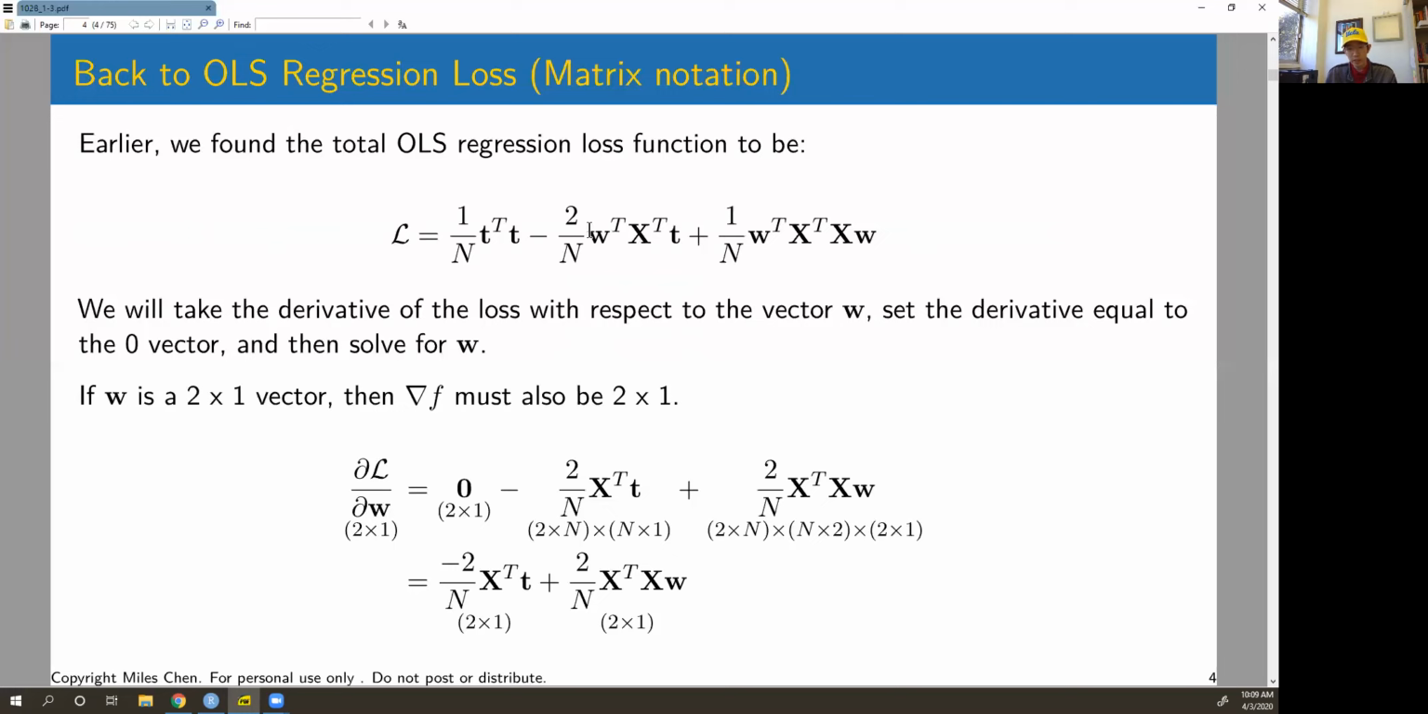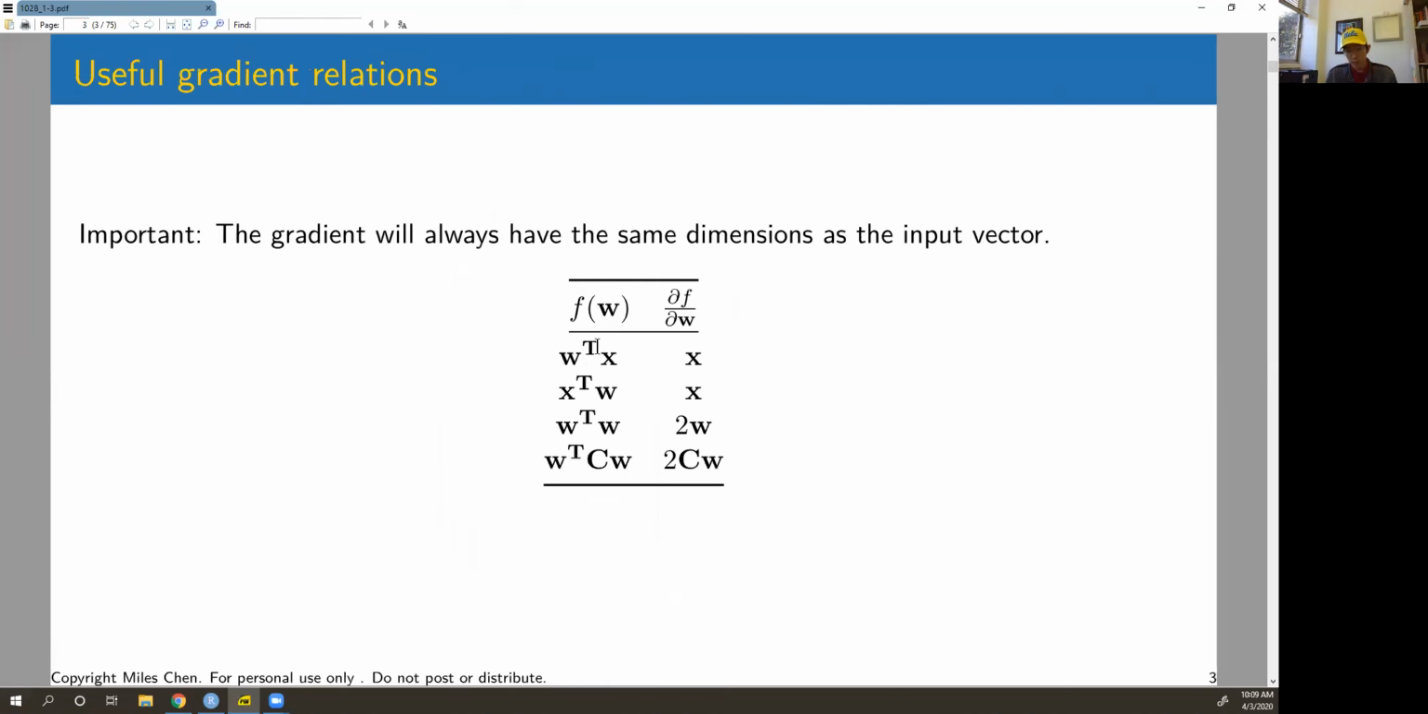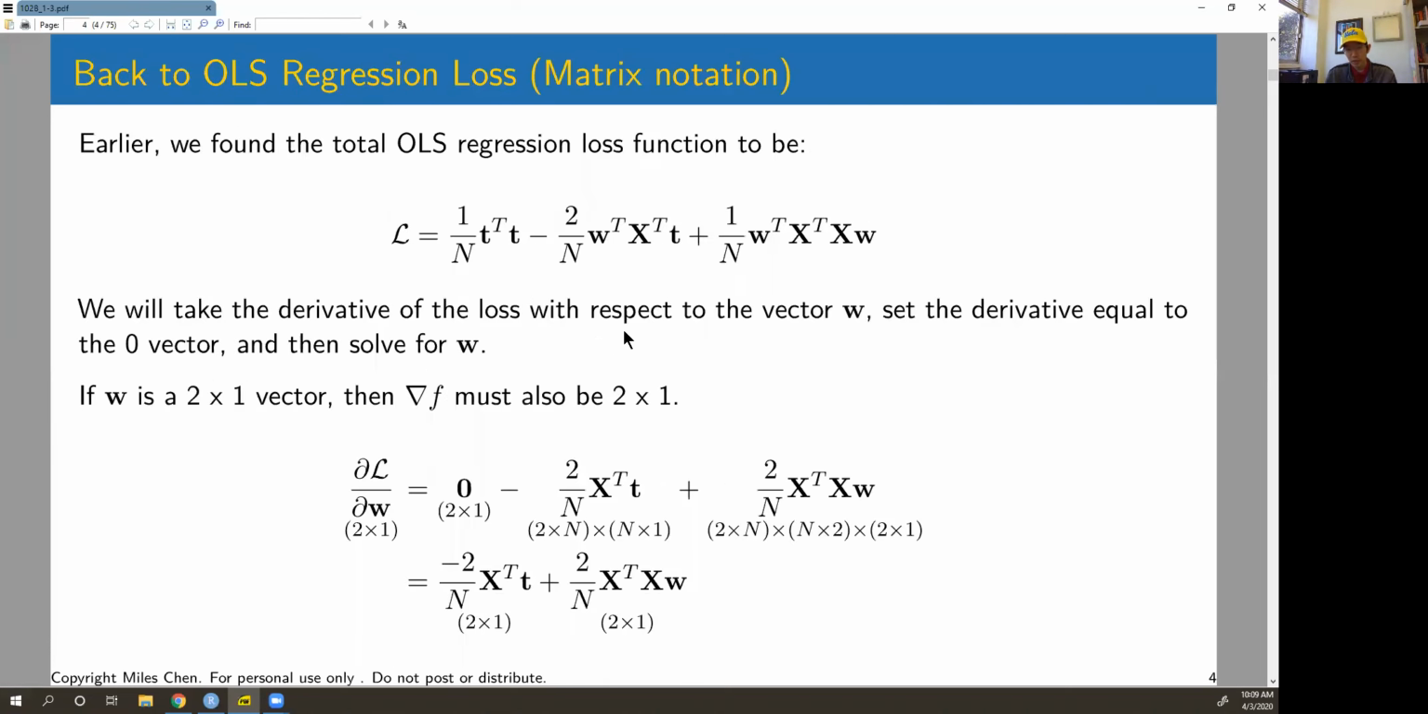Here we have 2 over n w transpose x transpose t. How does this vary with respect to w? Following this relation, w transpose something, it's going to vary as x transpose t. We can check: x transpose is 2×n, t is n×1, and so 2×n times n×1 results in a 2×1 value.